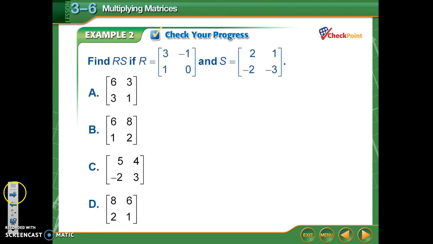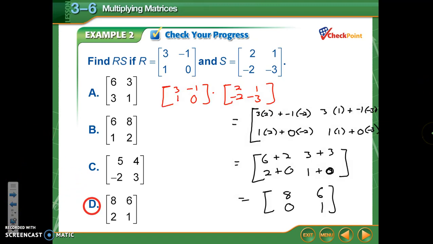Okay, I want you guys to try that. Multiply this R and this S and get the resulting matrix. Okay, you should have gotten D. And here's the process for that multiplication if you need to look over how we got from here to here.